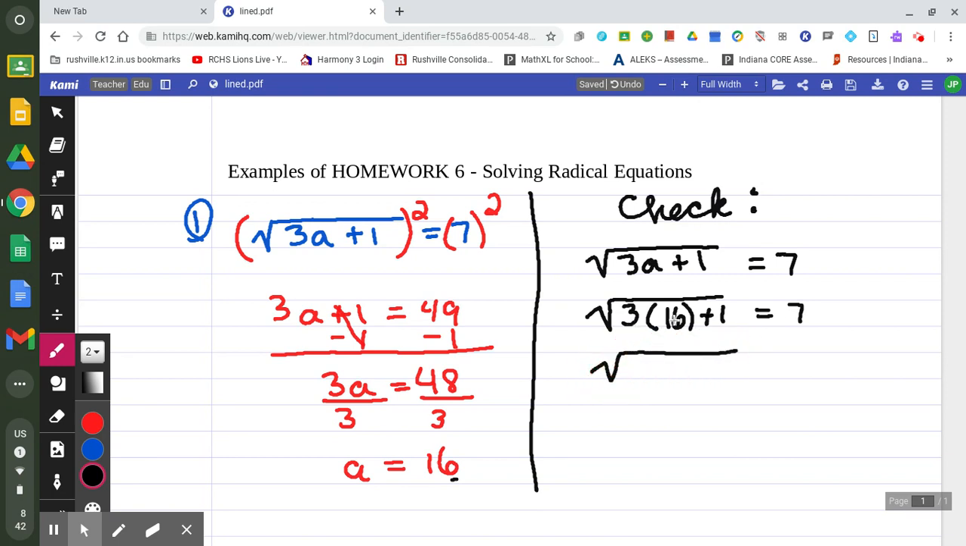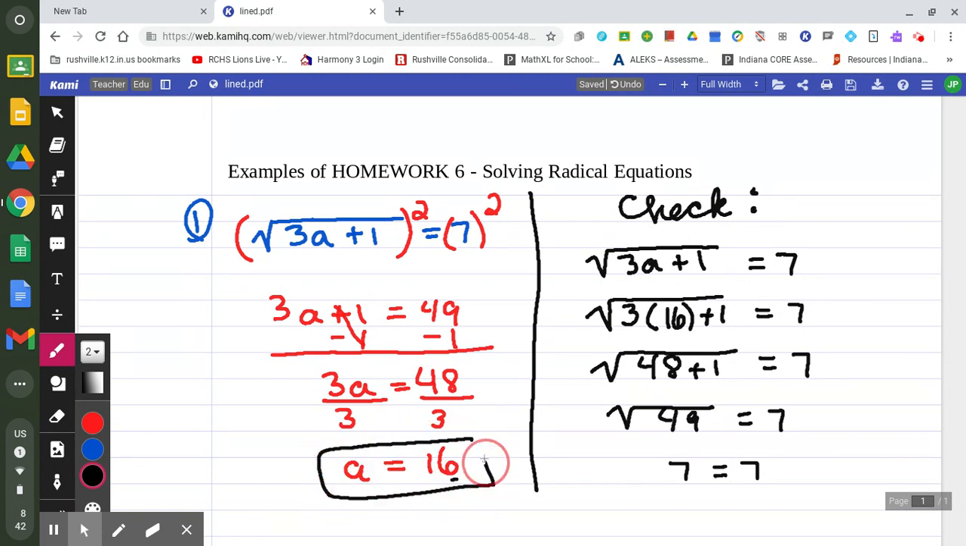So 3 times 16 is 48 plus 1. Then I add the 48 plus 1. The square root of 49 is 7. Because this checked out, that means that this is the correct answer, and it is a valid answer. So a equals 16.